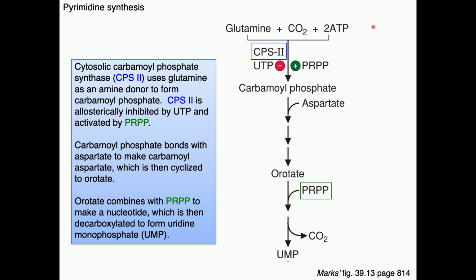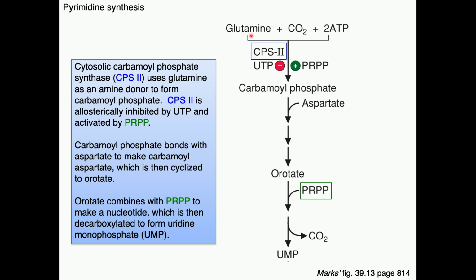The synthesis of the pyrimidines, again, in contrast with the purines where you start with a PRPP molecule, the pyrimidine synthesis starts with an enzyme that is kind of familiar from urea cycle discussion, carbamoyl phosphate synthase. This is a different carbamoyl phosphate synthase, though. This is CPS2, and carbamoyl phosphate synthase 2 does not use inorganic ammonium as a nitrogen donor. It's using the amino acid glutamine.